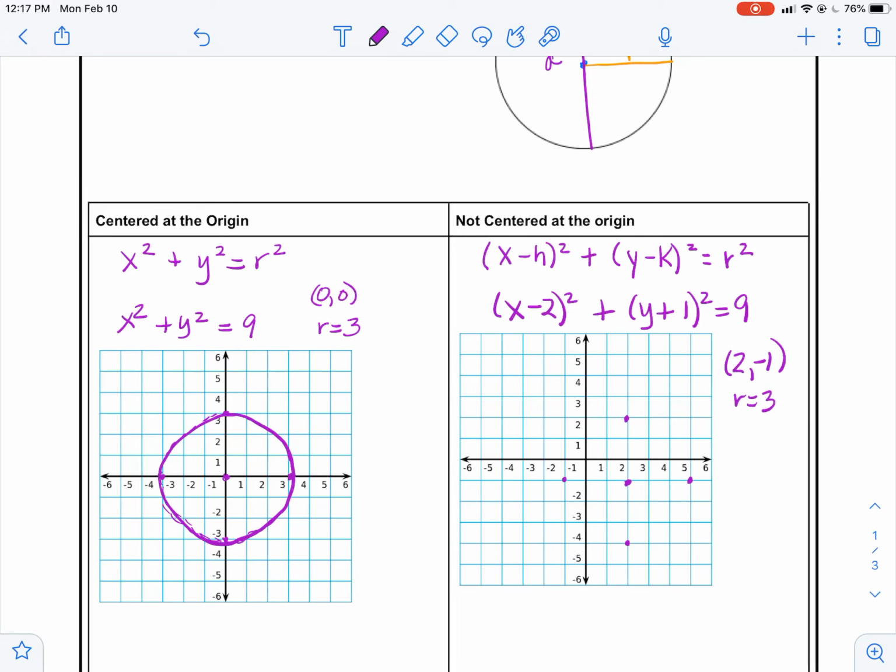If your radius happens to be a radical number, which you would get a decimal, that's okay. Just estimate it the best you can. My circle here is not the best. That is a really bad circle. Yeah, a little bit better. Okay, so there's my circle. So that is a circle centered at the origin and a circle not centered at the origin.